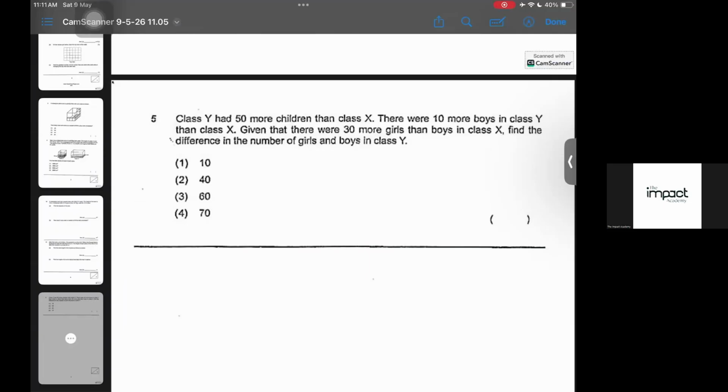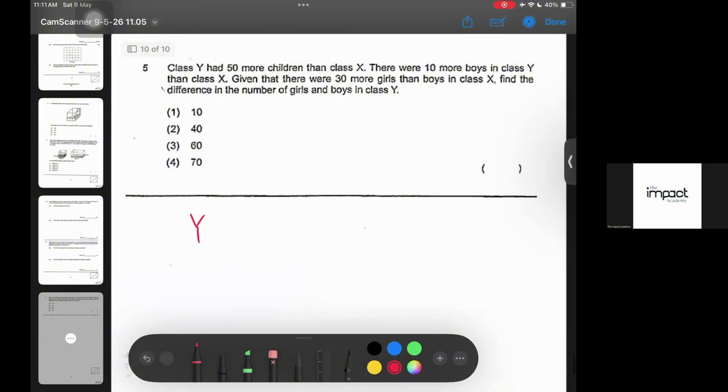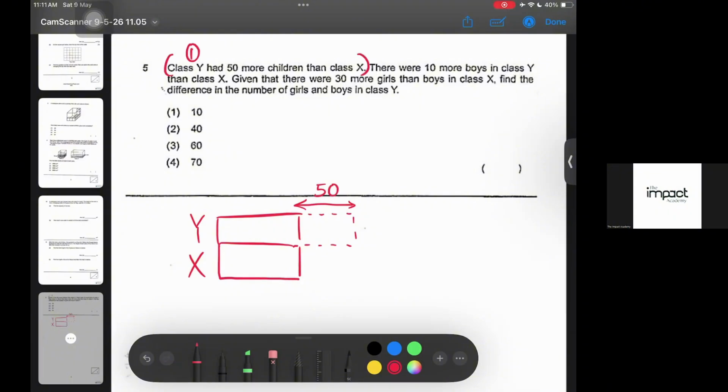Now the first question that I'm going to be looking at, as you can see over here, is that class Y had 50 more children than class X. So what you will do is show that class Y has 50 more, so that everything over here is 50. Class X is basically everyone here. That's all you need to do for the first sentence. Understand what I'm trying to say?